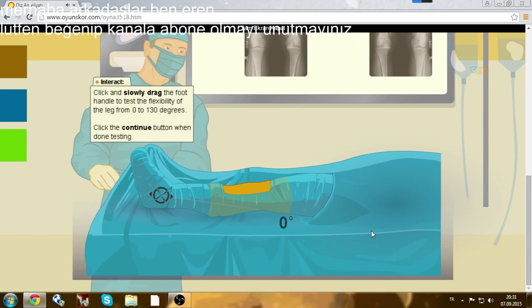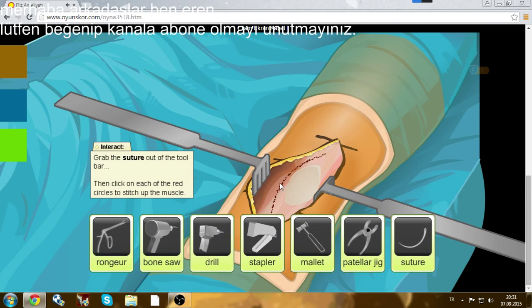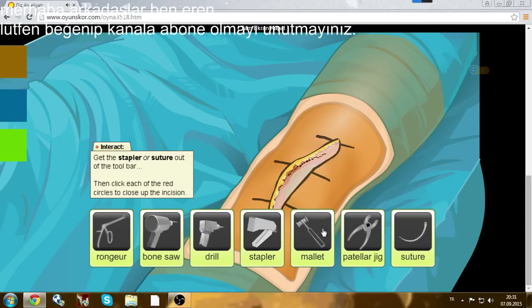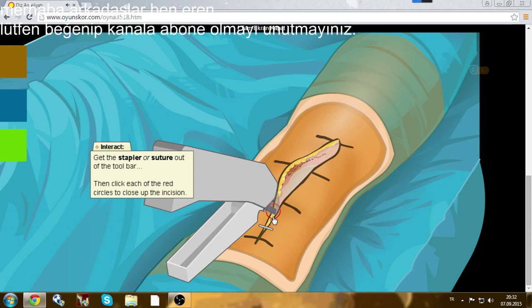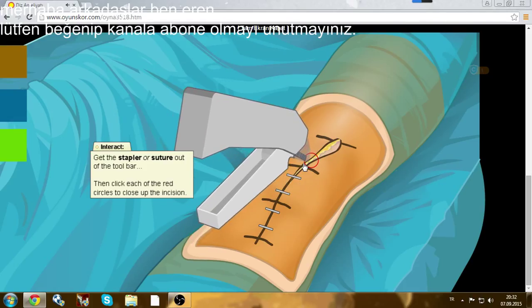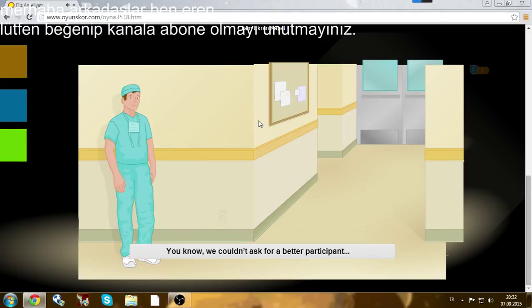We perform our range of motion. Our patient's new knee is looking good. Let's close up the incision. First, suture the deep tissue and fat layers back together. For closing the surface incision, you have a choice between the stapler and the suture. What is the primary difference between these two methods of closing the incision? Excellent. You know, we couldn't ask for a better participant. You've done an excellent job.